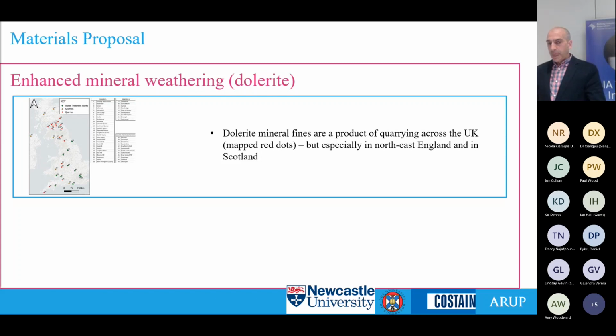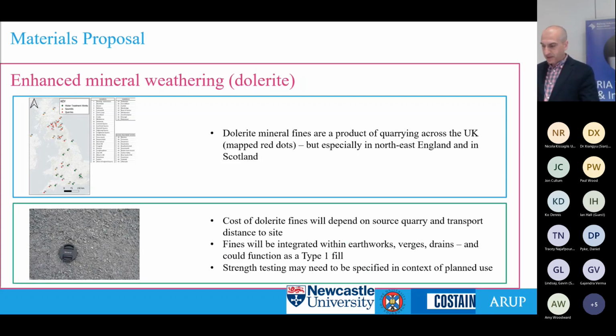And quarries where dolerite as a specific mineral is generated are not homogeneously distributed across the country. They tend to be predominantly in the north and in Scotland. Fortunately, there's some in the southwest, which is a bit closer to where we're planning our pilot project. But yes, the cost as well as the carbon benefit is dependent on exactly where this comes from. But again, a little bit like the biochar, it's all about integrating this within the earthworks, the verges and landscaping around the project. But it does have potential as a fill material.